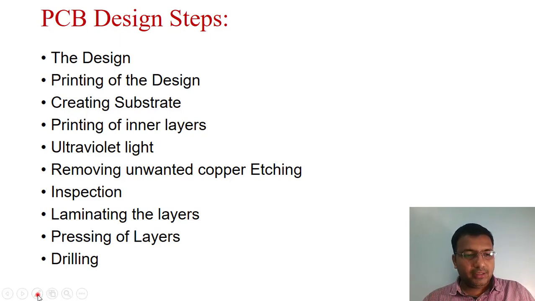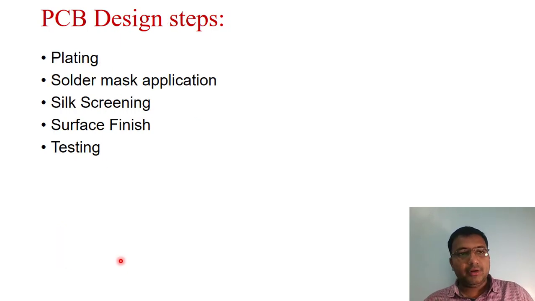So these are the different points available for designing a PCB: the design, the printing of the design, creating a substrate, printing of inner layers, ultraviolet light, removing unwanted copper, etching. Then inspection is there, laminating the layers, then pressing of the layers, drilling is an important point. Then plating is there, then solder mask application, silk screening, surface finish, and then the testing. So these are around 15 steps for generating a single PCB. So we'll see step by step what are the details of each step.